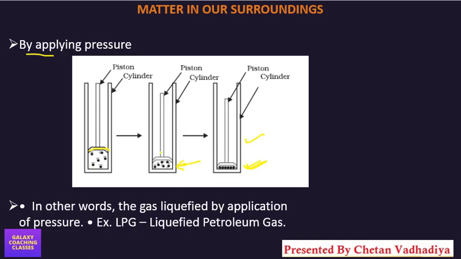So you can see this way, by applying pressure the particles come closer, the kinetic energy also reduces, and the attraction between the particles increases, and so it will be converted into liquid. So this way gas is converted into liquid by applying pressure. In other words, the statement is: gas is liquefied by application of pressure. Example: LPG, liquefied petroleum gas, that you are using at your home in cooking. I think all of us are using this liquefied petroleum gas in cooking. So that is also conversion of a gas into liquid by pressure.